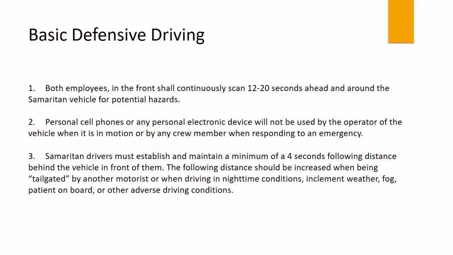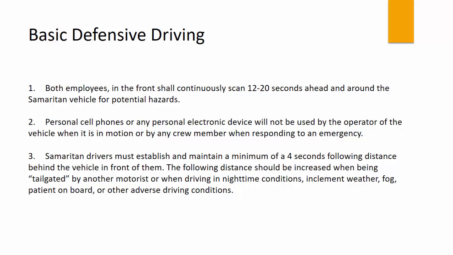Both employees in the front shall continuously scan 12 to 20 seconds ahead and around the Samaritan vehicle for potential hazards. Personal cell phones or any personal electronic device will not be used by the operator of the vehicle when it is in motion or by any crew member while responding to an emergency, unless it, of course, relates to the emergency you're responding to. A good example of that would be if dispatch had to get a hold of you but was not able to reach you on radio.